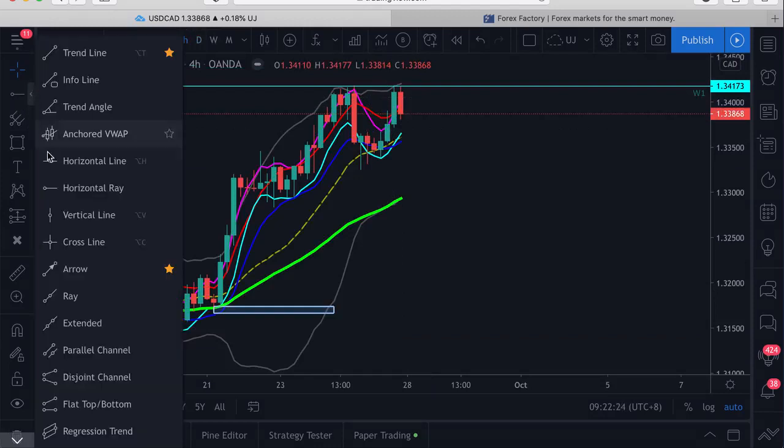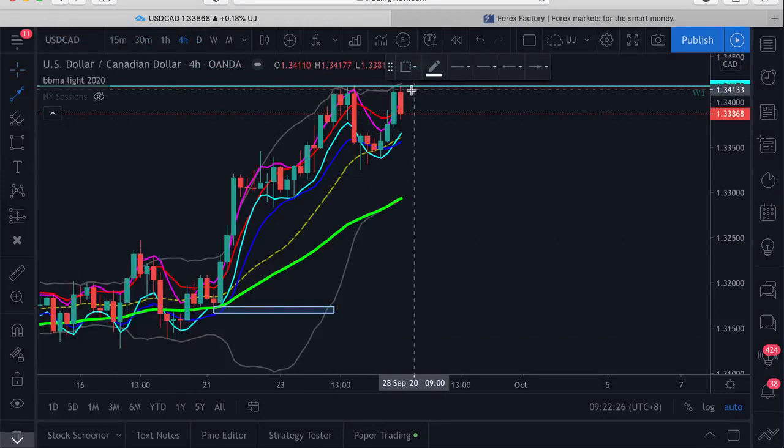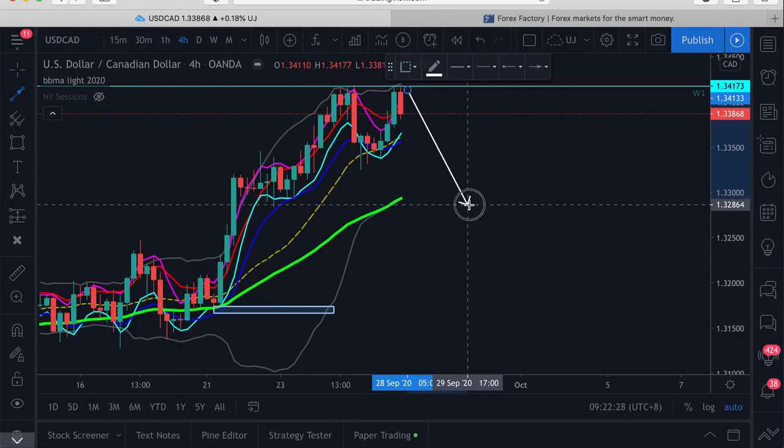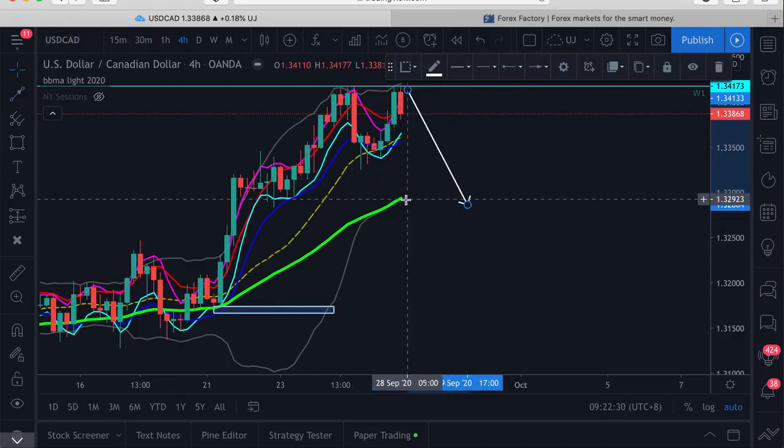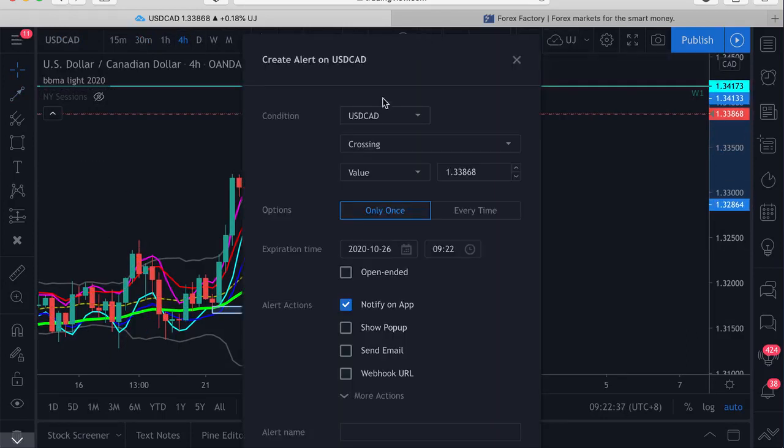So there's a hope here. We need to wait for this to go down, close below the low BB, and also close below the EMA 50 here. Okay, so for that we're going to set an alert.